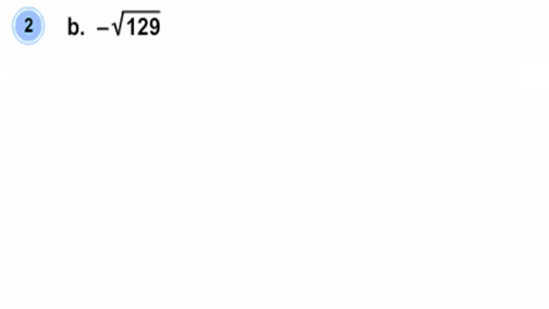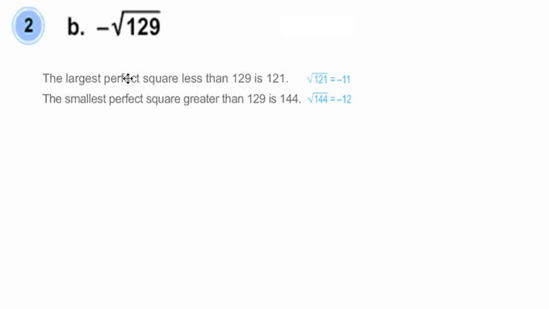Here's another example, the negative square root of 129. So the squares that I'm thinking about are 11 and 12, because 11 times 11 is 121, 12 times 12 is 144. This number falls right between them. So automatically, if we're looking at these, which one is 129 closer to? Is it closer to 121 or 144? Let's find out as we graph.